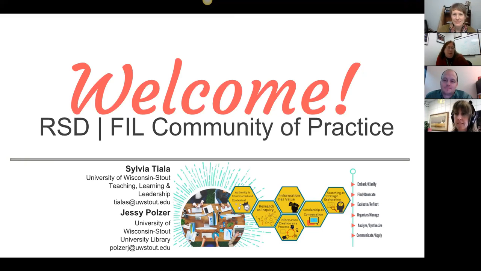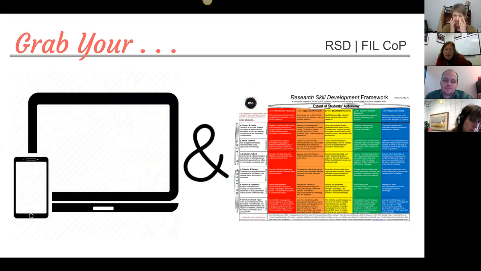We're going to be talking a little bit about the students' level of autonomy relative to the framework. Before we get going, we're going to be looking at two things. We're going to have a Poll Everywhere, and you're going to need a phone or your computer to text into that. If you have a copy of the RSD framework, that will be helpful to reference as well. The links to the RSD framework and the Poll Everywhere poll are in the chat. Don't go there now, but there they are for when you need them.